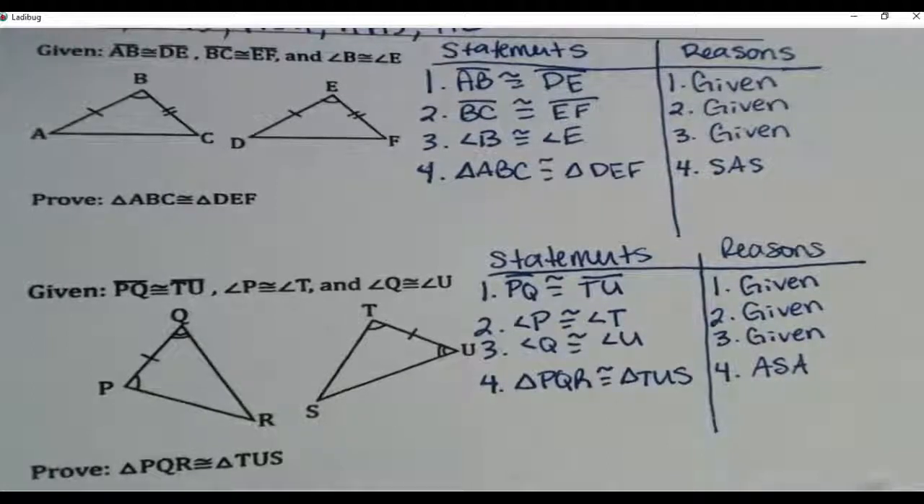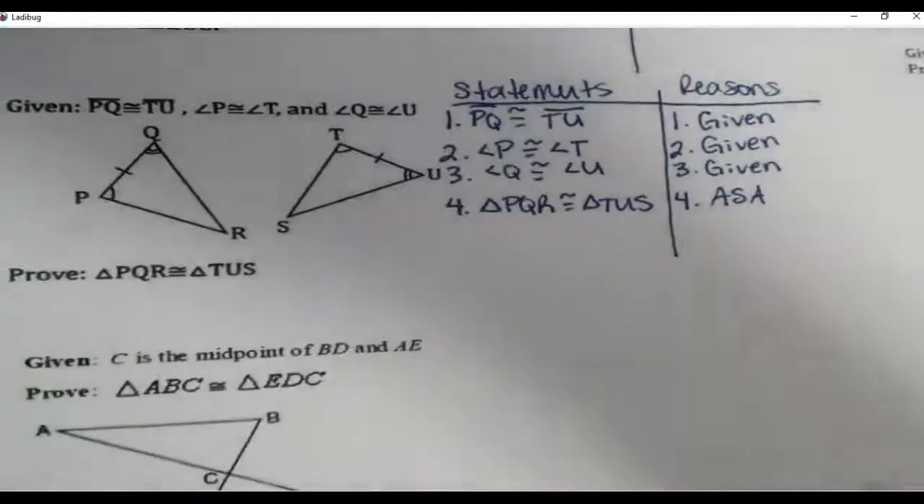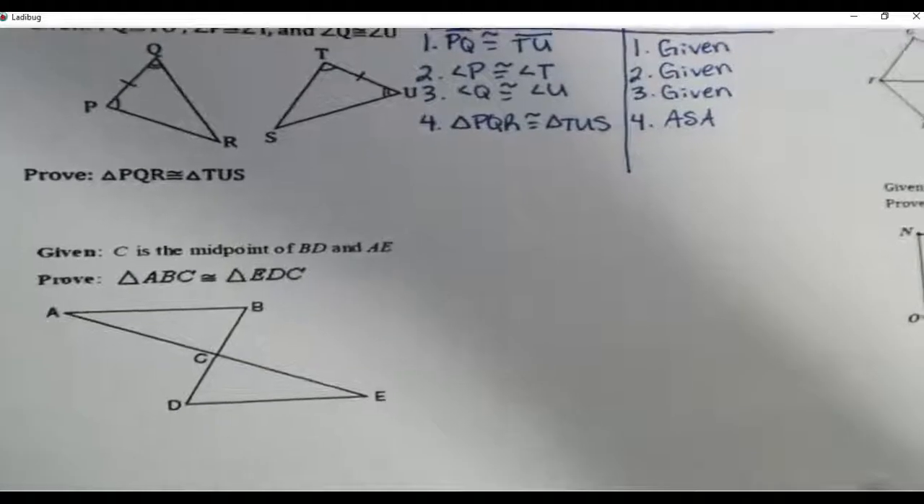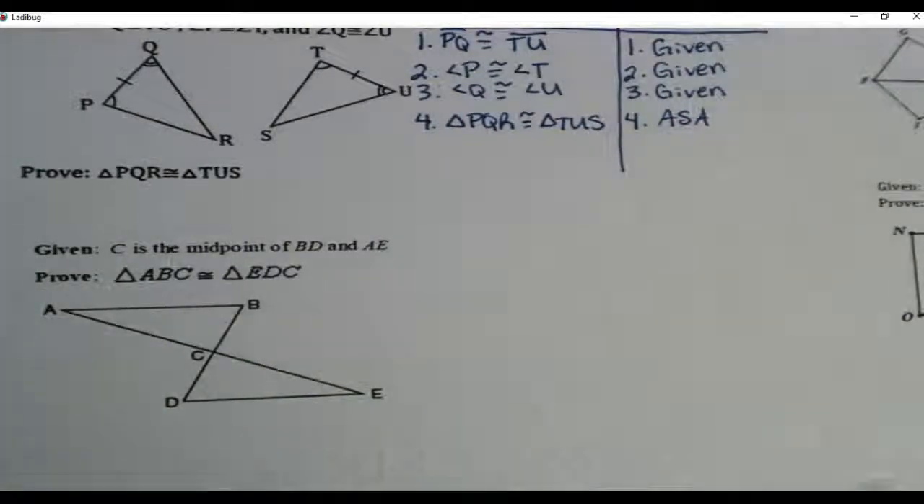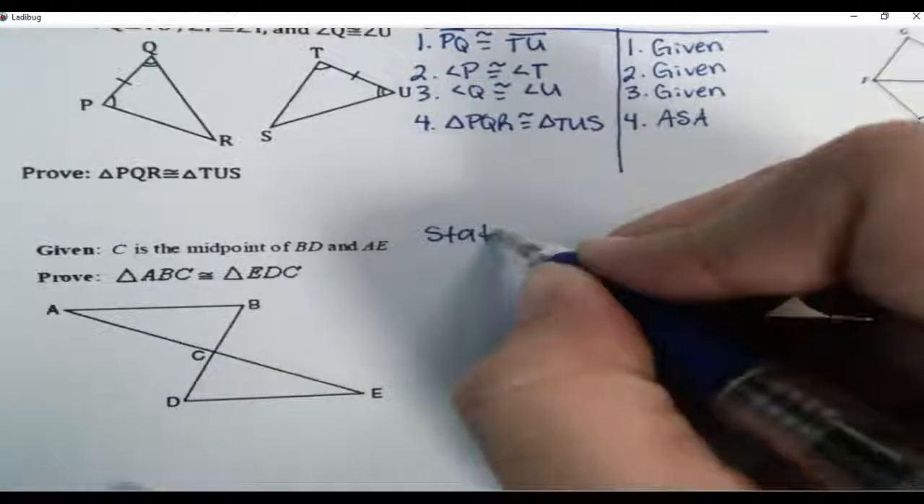Questions? Okay. So these two gave us everything that we need, but that's not always going to be the case. So let's look at this next one. So this next one, we're given that C is the midpoint of BD and AE, and we're trying to prove that these triangles are congruent. So let's write our statements and our reasons.